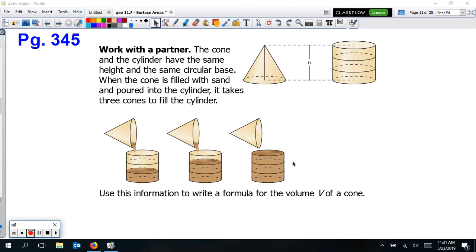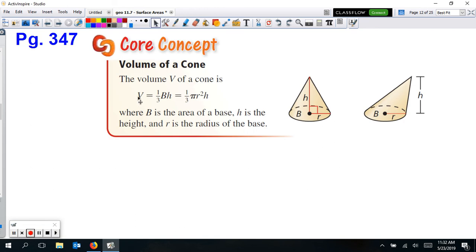up this cylinder. And so if we know the volume of the cylinder is going to be base area times height, then we just have to divide by 3 to find the volume of the cone. And that's what we're seeing here again. So the volume of the cone is 1/3 times the base area times the height. And remember, for all cones and cylinders, the base area is always going to be a circle, so it's 1/3 times pi r squared times h.